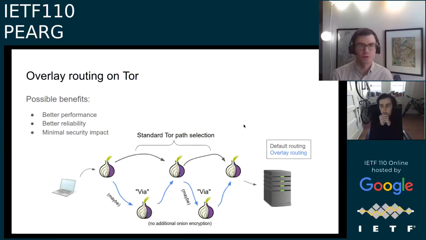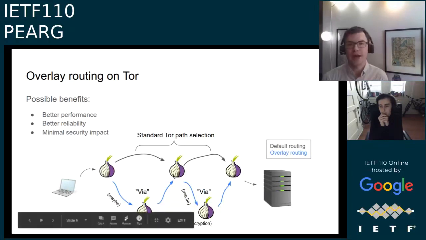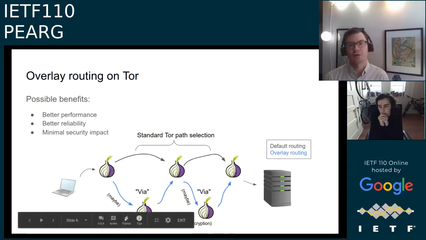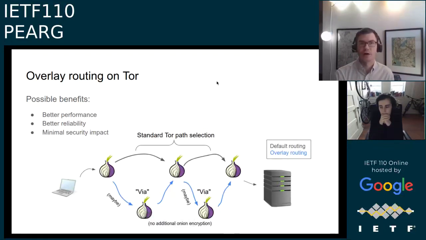We're proposing to not alter the way that Tor path selection works, but rather use the same path but introduce an additional hop only for the purposes of routing. So traffic between the first and the second relay will remain encrypted, but it'll be forwarded, not decrypted, through a third, what we call via node. And again, this will give possibly many of the same performance benefits as in a CDN. So latency, perhaps throughput, perhaps better use of bandwidth, perhaps more reliability. And our early analysis suggests that there will be minimal security impact.